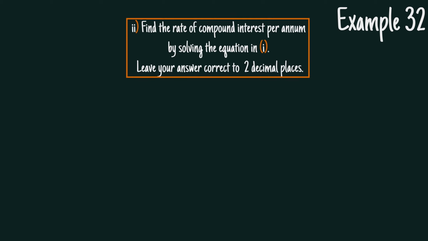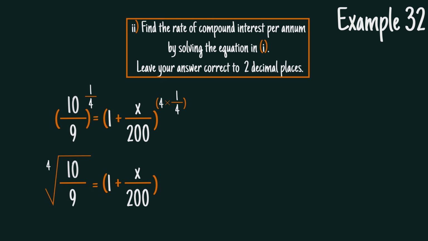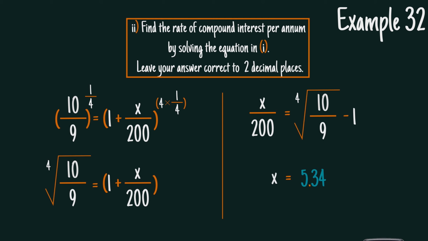The next part is asking us to solve the above equation, leaving our answers corrected to 2 decimal places. This is also an algebraic evaluation question, so let's see how we can go about doing this. Firstly, we will raise the powers of both sides of the equation by 1/4, giving us this. Next, making x the subject, we will get x equals to 5.34 as the answer, corrected to 3 significant figures.